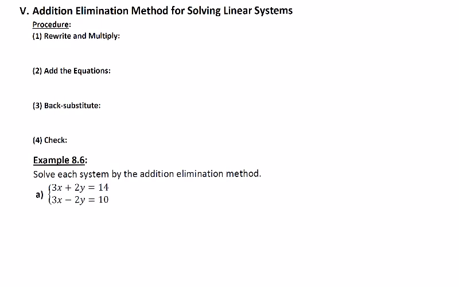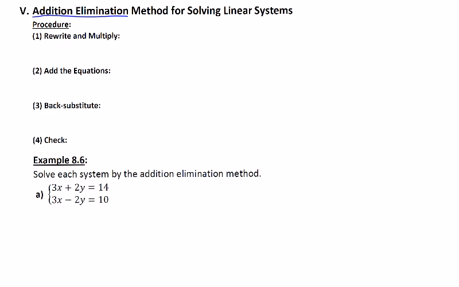In part 5 of section 8, we'll be looking at the next algebraic technique called addition elimination. And there's a 4-step procedure again. The first step is the rewrite and multiply step. Second step is the adding of the equation step. And then the third and fourth steps are going to look identical to what we had with the substitution method, that is back substitute and check.